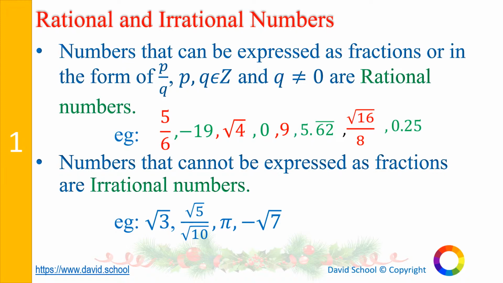If you see the second example, square root 5 over square root 10 looks like a fraction, but if you simplify it, it is square root of 5 over 10, which is square root of 0.5, which cannot be expressed as a fraction. So this is also an irrational number. Pi, of course, is an irrational number. Negative square root 7 is also an irrational number because we cannot express square root 7 as a fraction.